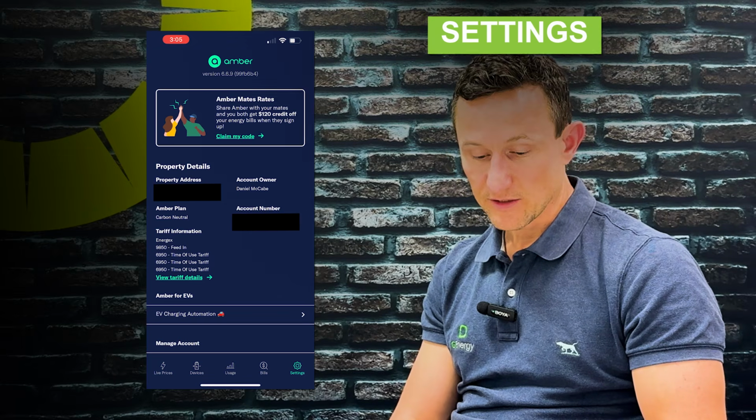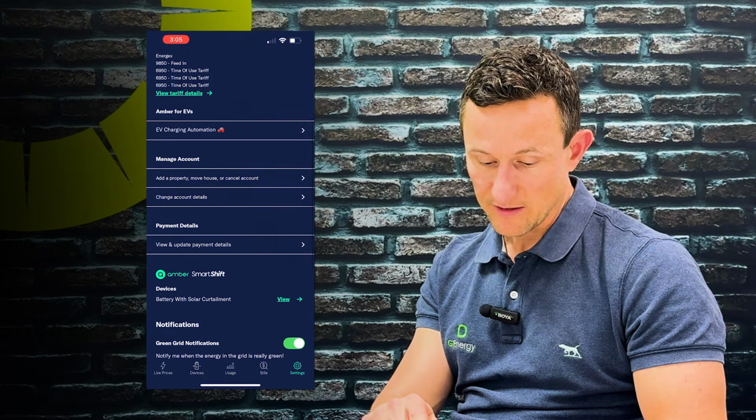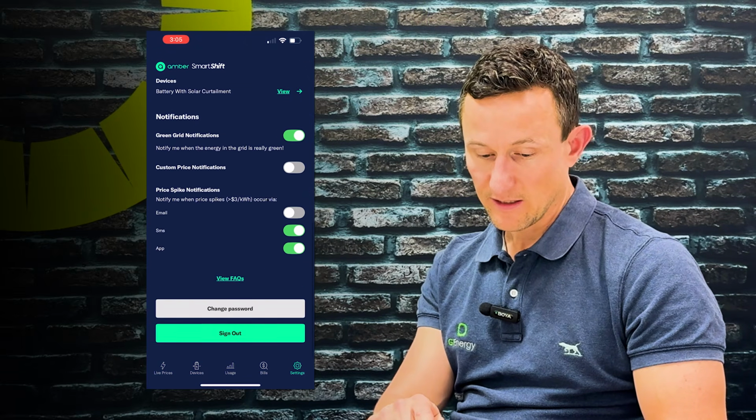Your bills will also be here in the bottom tab if you click on that. I haven't had a bill yet. I'm going to do a video once I get my first bill, but so far I don't have one, but that's where they'll appear. So they're nice and easy to find. Lastly, your settings. Obviously, you've got your personal settings on there, your manage account settings.